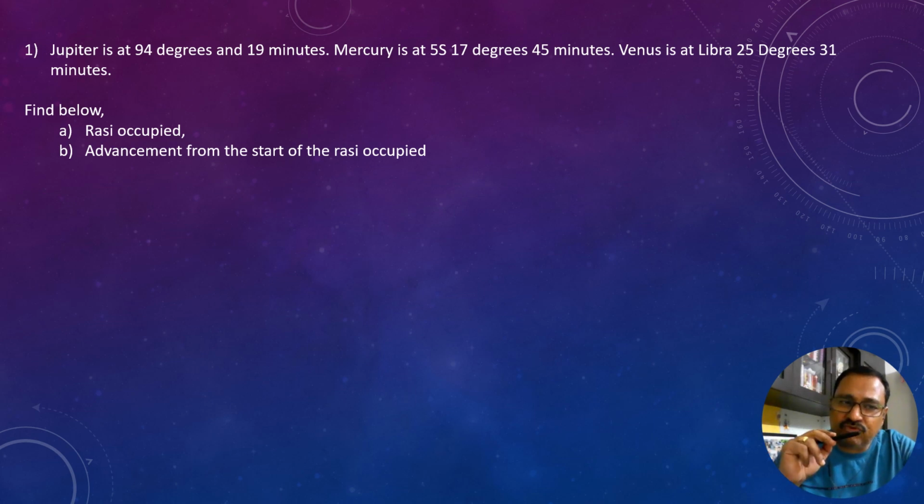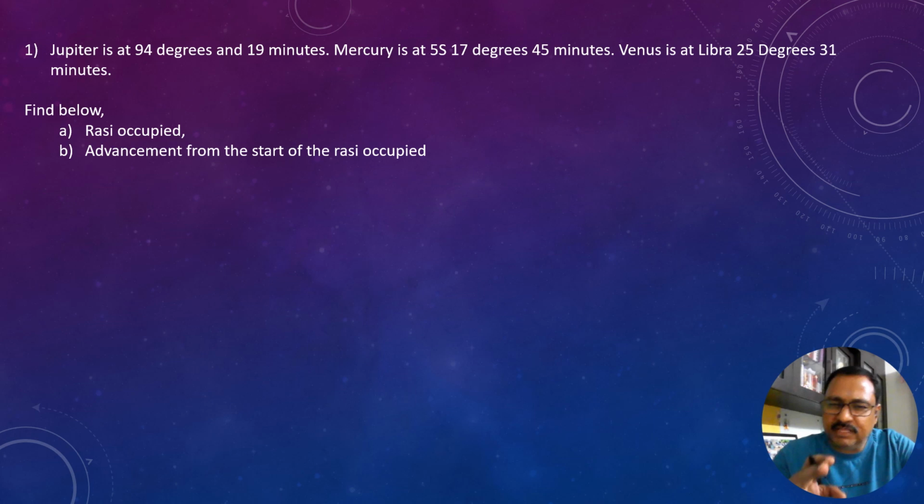So it is in the 94th degree. That means it crossed Gemini and already moved into Cancer. So it is at 4 degrees and 19 minutes within Cancer, right? Now you need to tell me, if Jupiter is at 4 degrees and 19 minutes in Cancer, in which nakshatra Jupiter is present? Can you calculate and tell me?